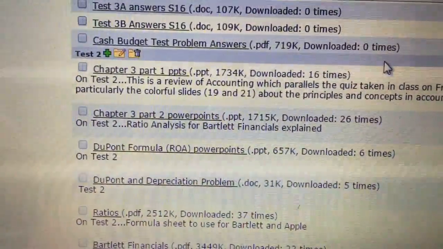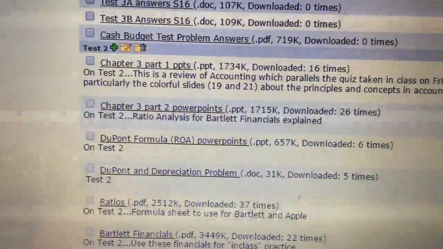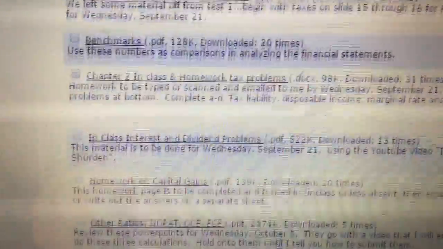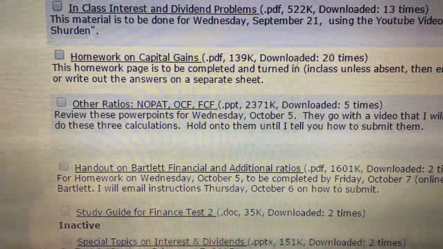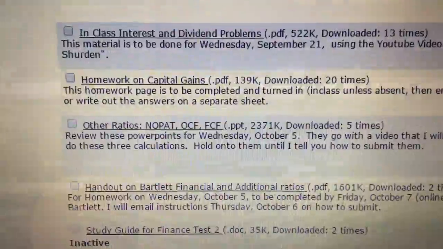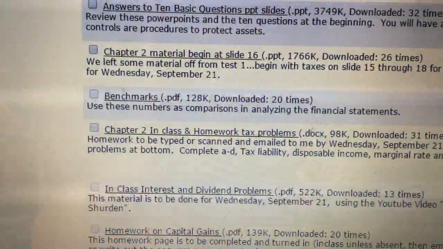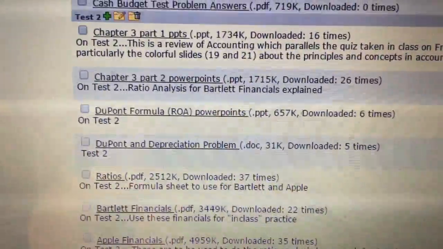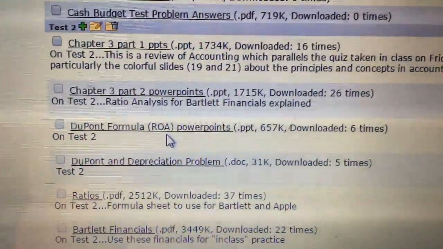Okay, I put a study guide down at the bottom. If you scroll down to the bottom, I also emailed it to you yesterday, but there is a study guide at the bottom of your test 2 information, so pull that up. Everything that you see posted here will be on test 2, so you need to go through and remember how to do the problems. Today we want to look at the Dupont formula PowerPoints.